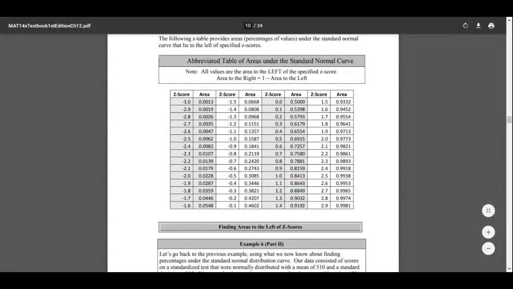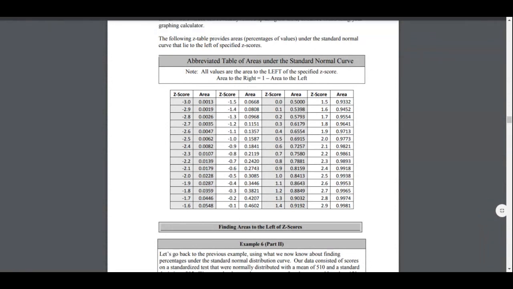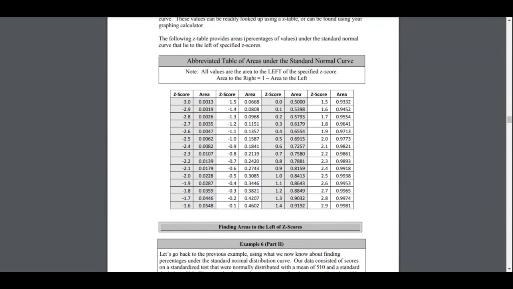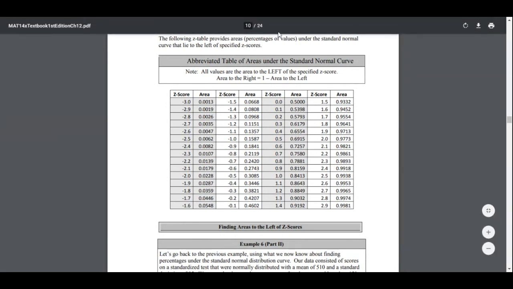So, again, it was 1.017, I think I just said. Let me double check. Yeah, 1.0714. But that's not on here, so we rounded it to 1.1. And we get this. So the area to the left of that z-score is about 0.8643, as you can see.